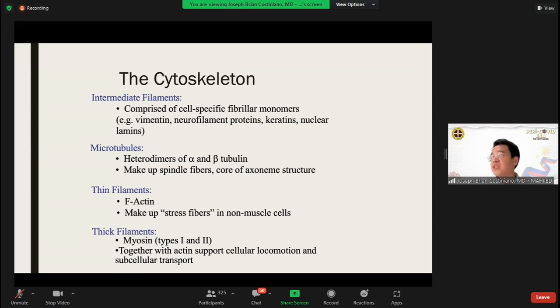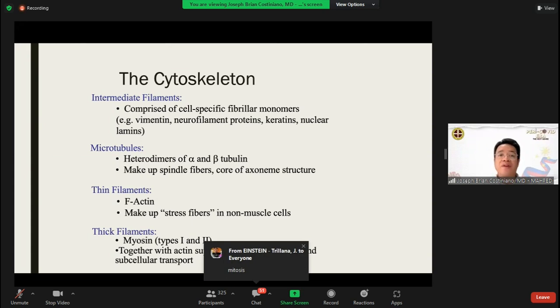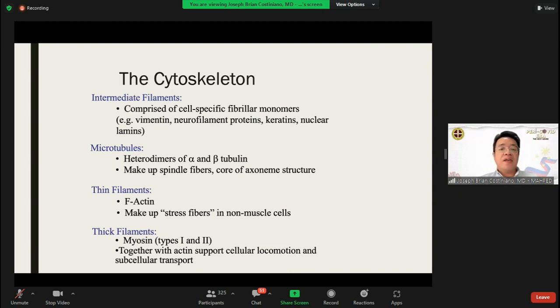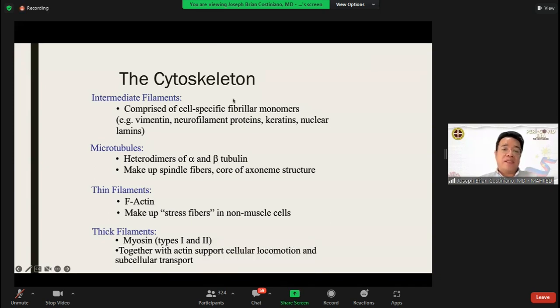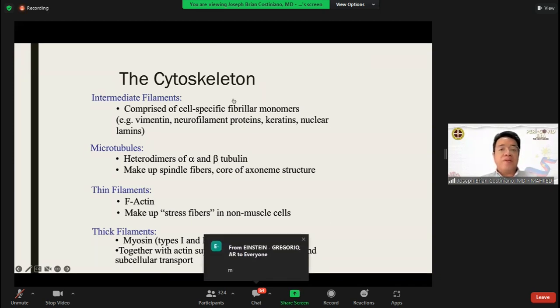Your spindle fibers are seen in what phase of your cell cycle or cell reproduction? In mitosis. So what is mitosis? PMAT, right? Prophase, metaphase, anaphase, telophase. The appearance of your spindle fiber occurs in what stage? Is it prophase, metaphase, anaphase, or telophase? Okay, very good. It's your metaphase. That is where our spindle fibers appear, which are your microtubules.